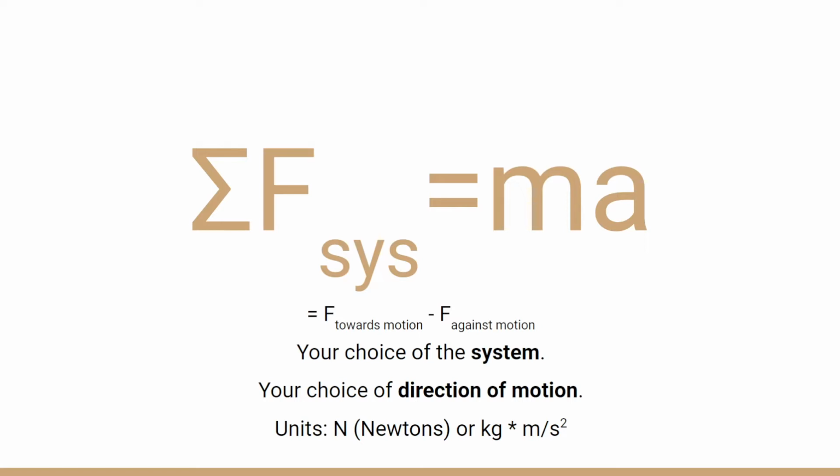If you have a pulley and the left mass is going downwards, you can say that all the forces going downwards are positive, or you can say that all the forces going upwards are positive. In the end, it really comes down to how you look at your system. If you choose the wrong direction, you're just going to have a bunch of negatives, and they'll eventually cancel out to get you the right answer.